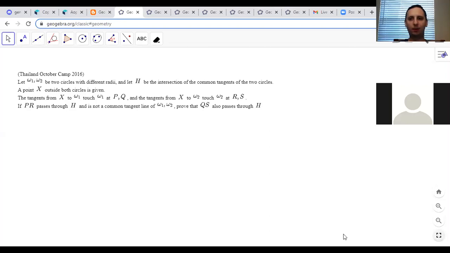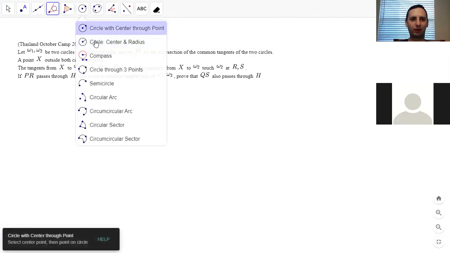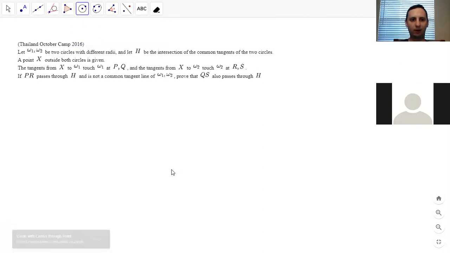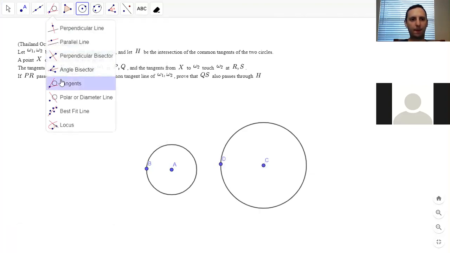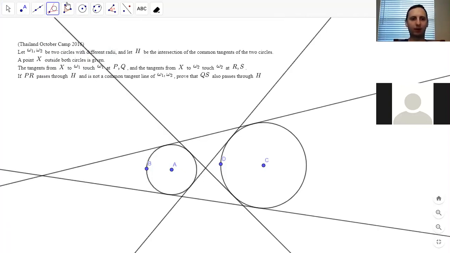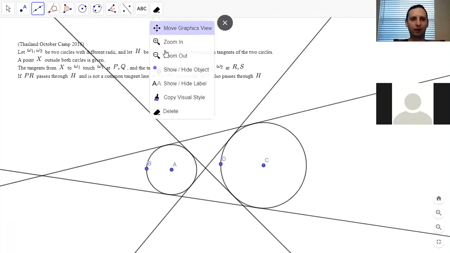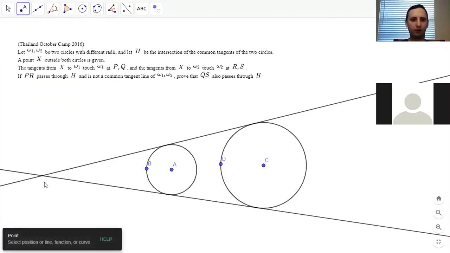So here's the first problem I chose. I'm not sure if it's that hard, but it looked like an interesting problem, so let's see how quickly we can do it. We have two circles with different radii, and then we draw the intersection of the common tangents. I kind of like these problems that have intersections of the common tangents because there are not that many of them. The common tangents intersect at H.